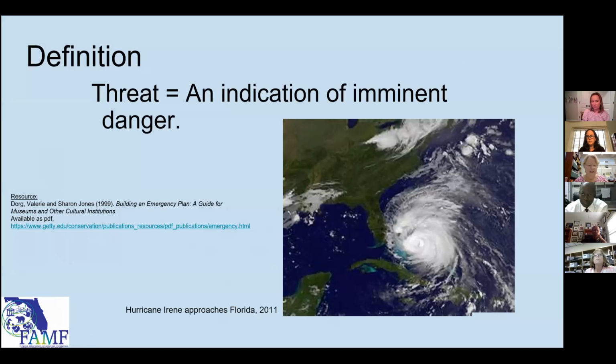According to the Getty Institute's text, Building an Emergency Plan, a threat is defined as an indication of imminent danger. To me, that is such a short, innocuous definition for an event that has the potential to be catastrophic if we have not planned properly for its possibility. To know what to plan for, an important first step in the process is to have a good idea of what dangers threaten us and our institutions.